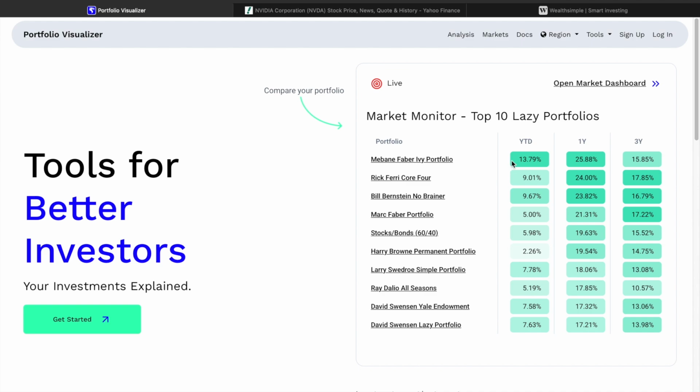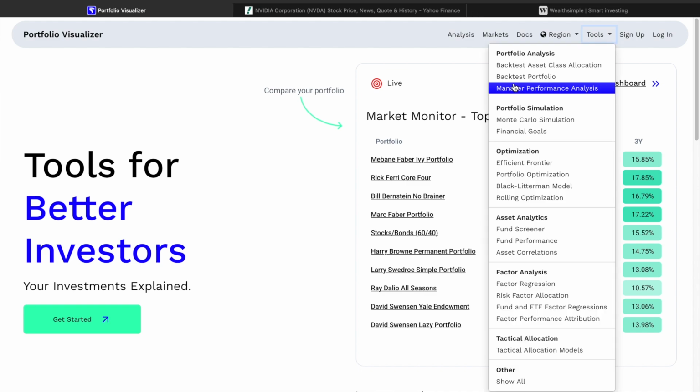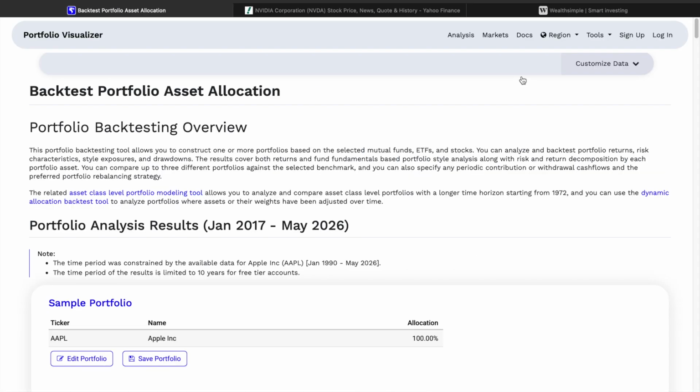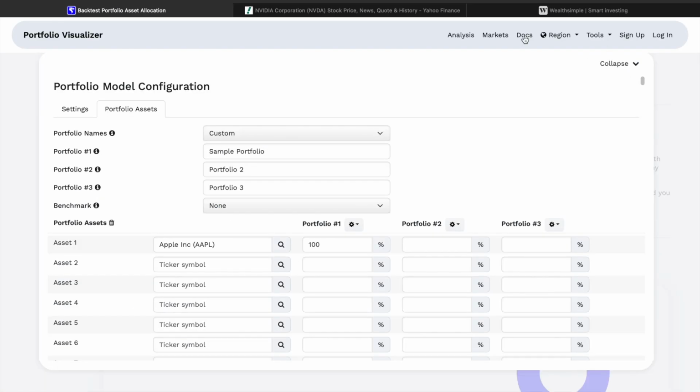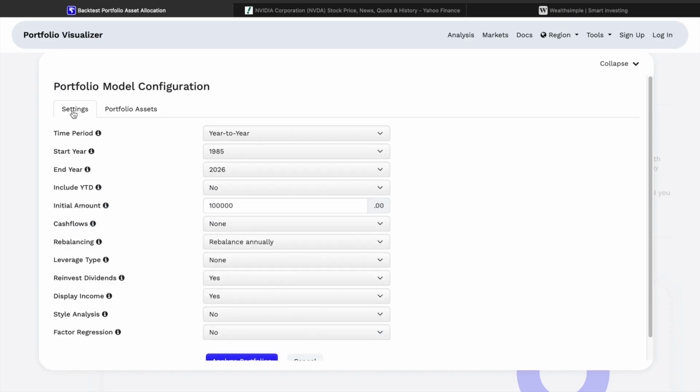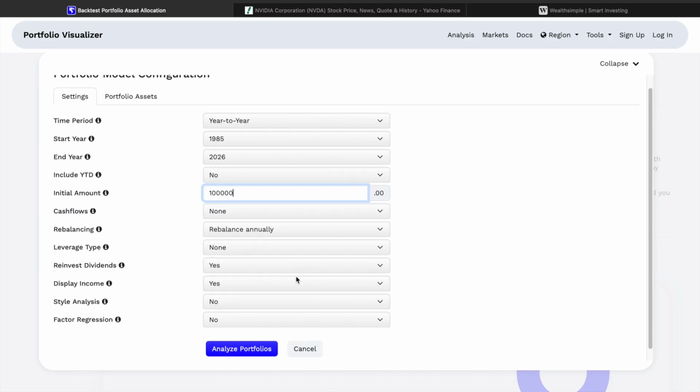So I'm going to proceed in going into tools and then go to back test portfolio. So you're going to go to customize data, and then you have portfolio assets here, but we're going to get to that shortly. You're going to go to settings instead, right? Then you're going to go to initial amount. So initial amount here, what we're going to put is $100,000.